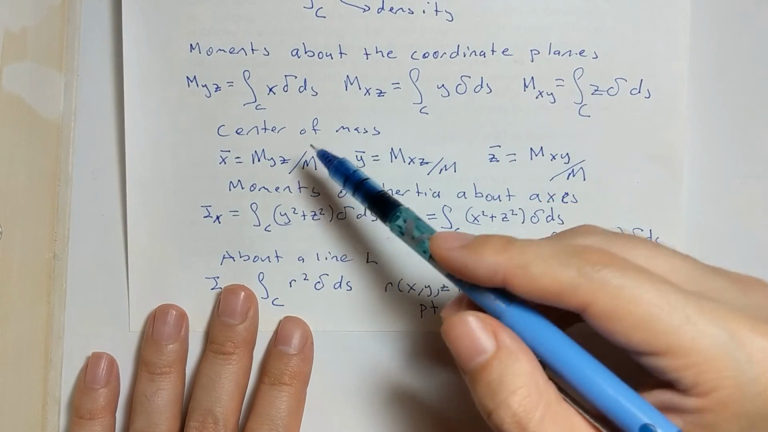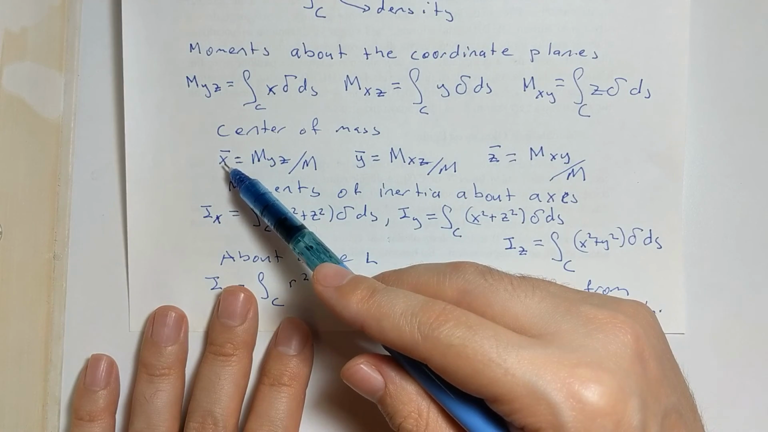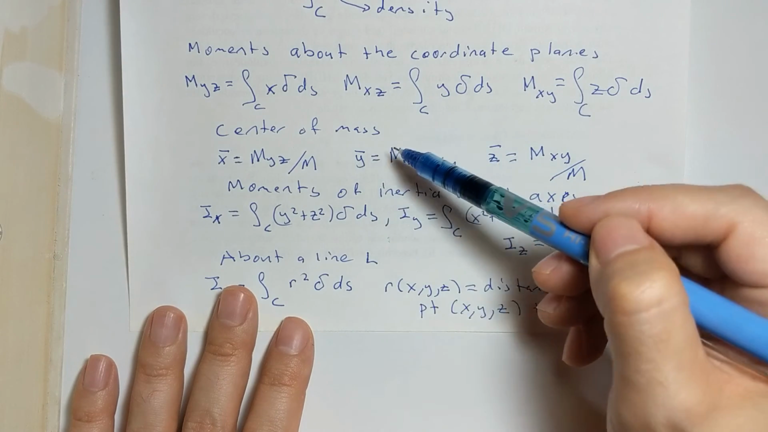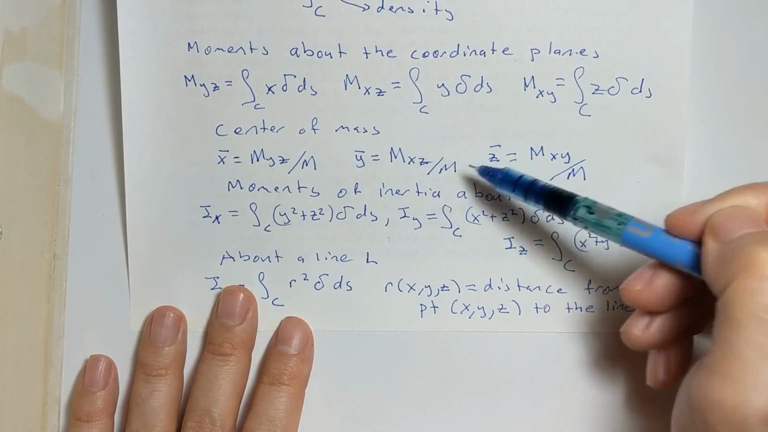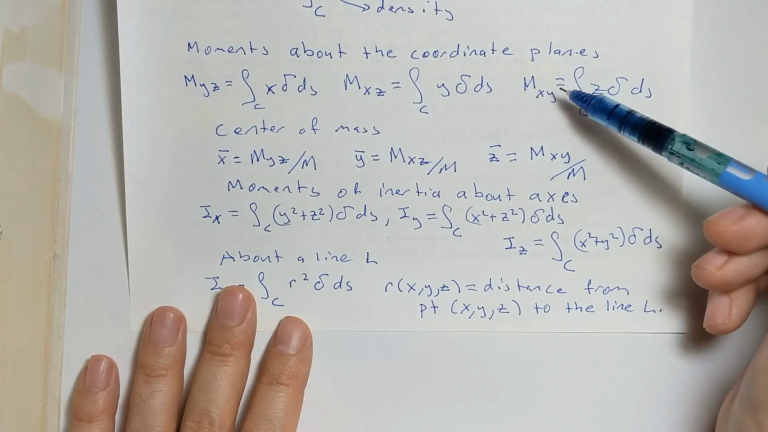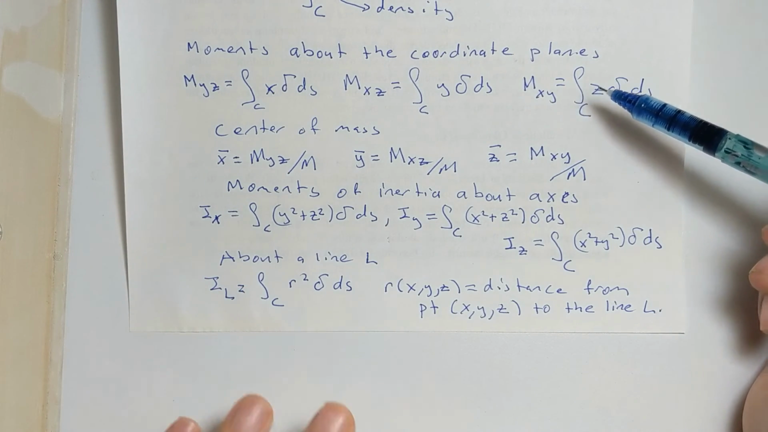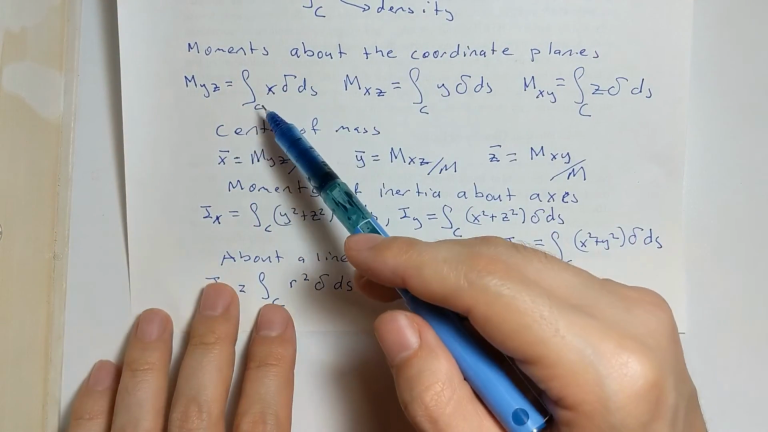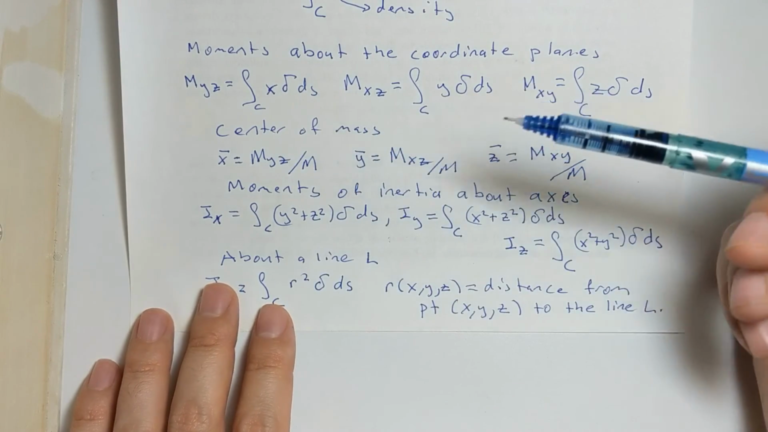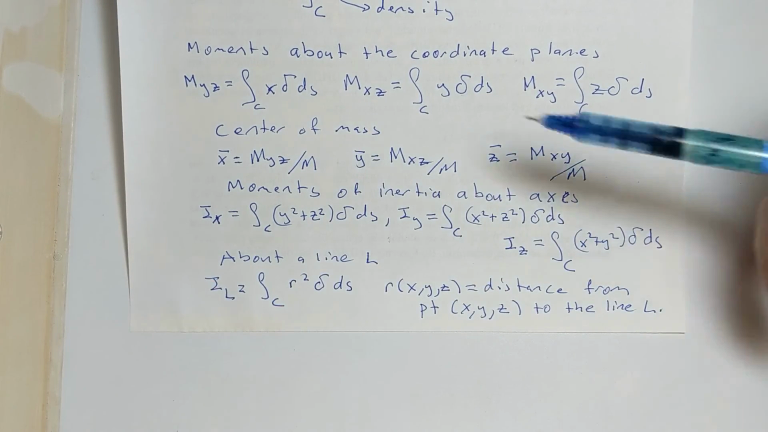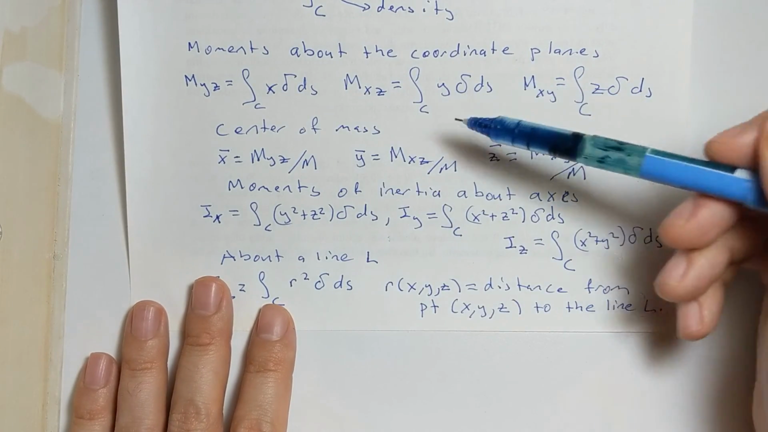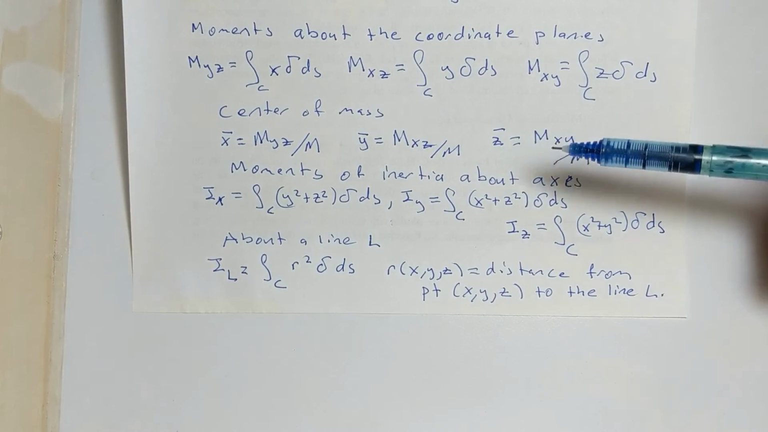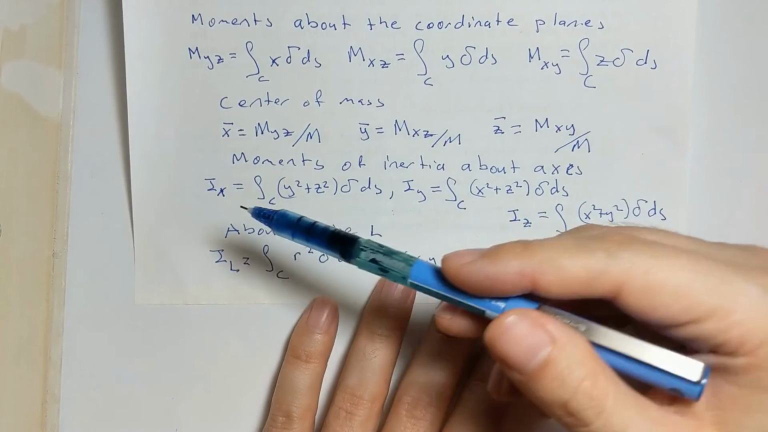Now the center of mass: we're going to divide the moments by the total mass. So the x coordinate, x bar, of the center of mass, the centroid, would be this value over the total mass, the y coordinate would be this value over the total mass, and the z coordinate would be the moment about the xy plane over the total mass. Again, the total mass itself is just the integral of delta ds over the curve. So there are 4 integrals you need to calculate here: these 3 moment integrals, and then the mass.